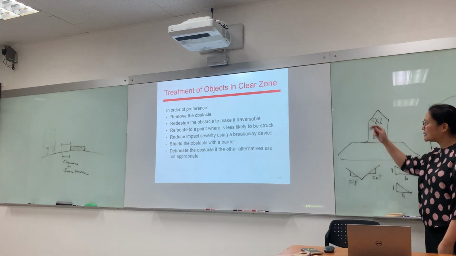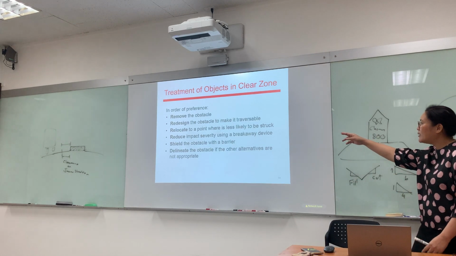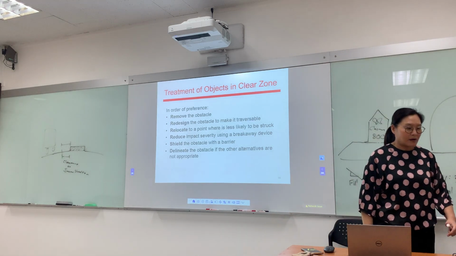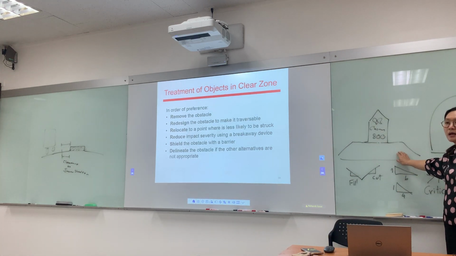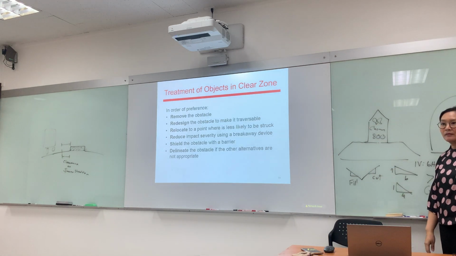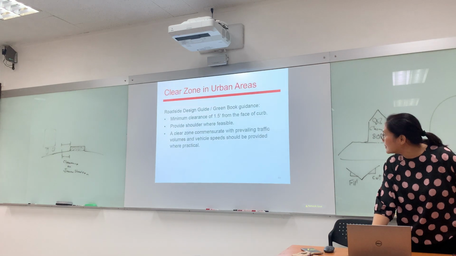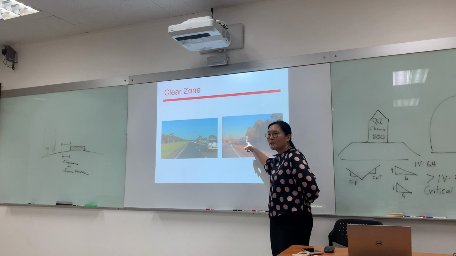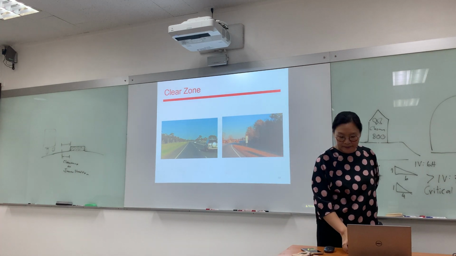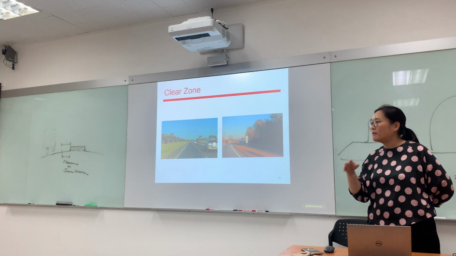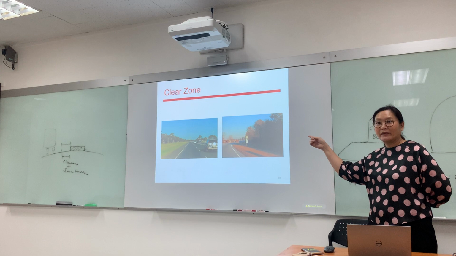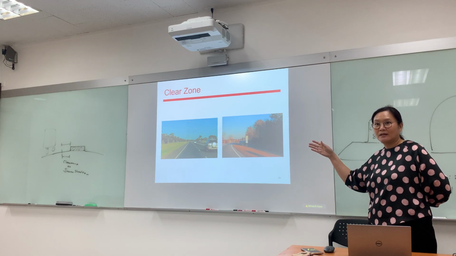Okay? That is redesign. Or reduce impact severity by using a breakaway device. For example, this kilometer pole. Can we reduce the severity? Yes. Change it and use something like this one. You can make a kilometer pole using wood, right? The light one, or plastic, or rubber, or whatever. Nowadays, your department also has the light one. I think yes.